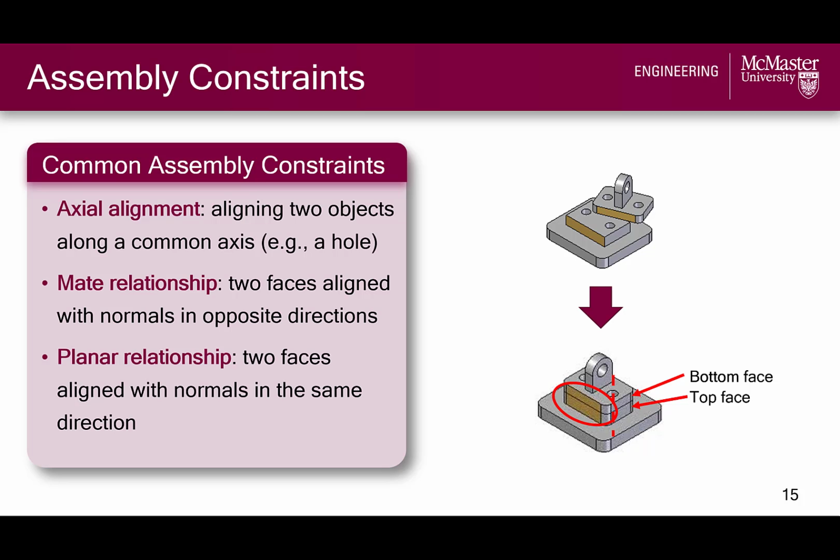On this slide, we have all 3 types of constraints applied: the axial constraint to align the rightmost holes, the mate constraint to mate the top and bottom faces of these parts together, and the planar constraint to make the 2 yellow front faces flush with each other. You'll see these same general constraints in Inventor, although Inventor uses slightly different terminology, and we will finish off this video by going over this terminology.